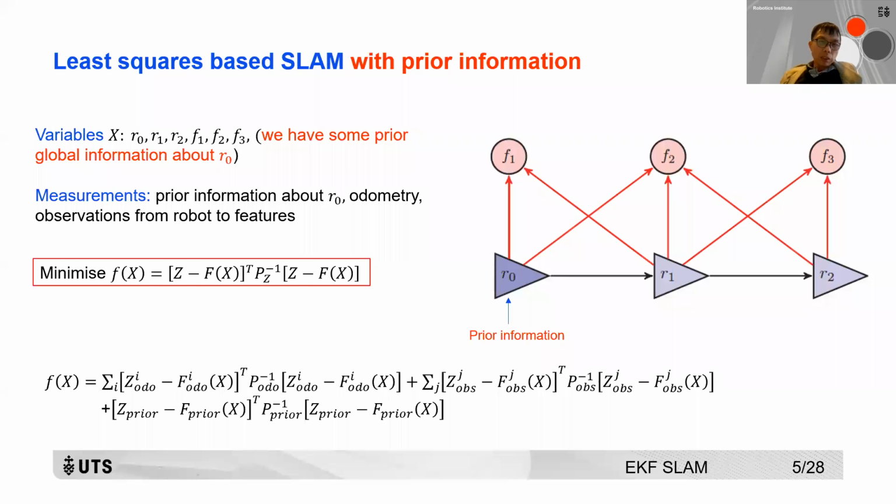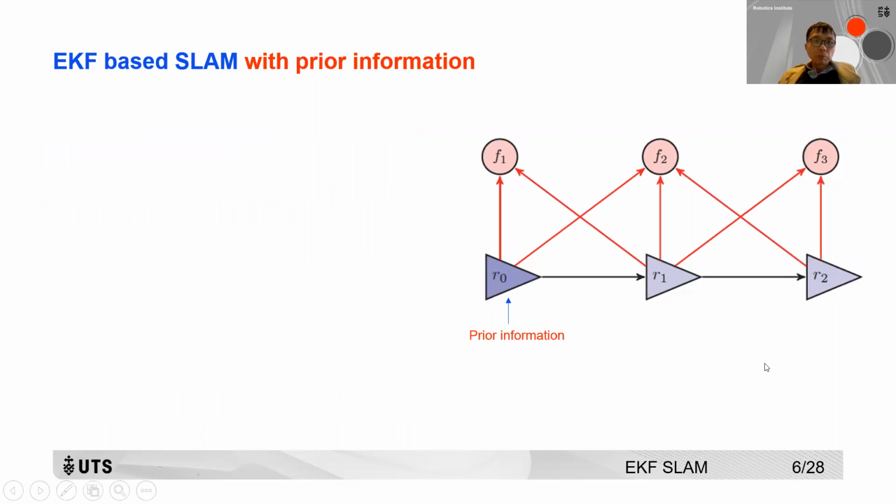Now let's use the same scenario to see how extended Kalman filter works. How to perform SLAM using extended Kalman filter for the same scenario. The key point for EKF SLAM is that EKF is estimating the state of a dynamic system, and this state of the dynamic system keeps changing.